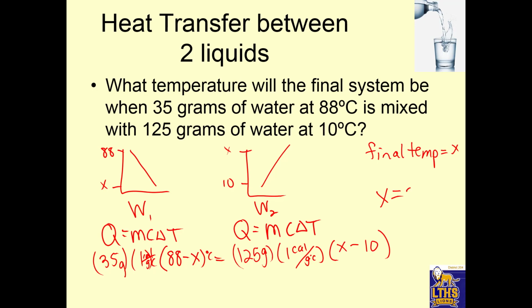X is 27 point, and I'm going to write it all out, 0625 degrees Celsius. So that's what this is going up to, and that's what that's going down to. Okay, do the math to make sure you can.